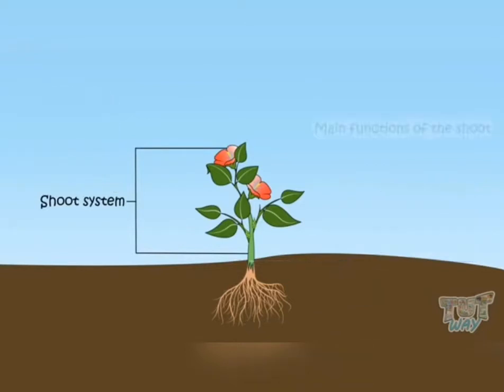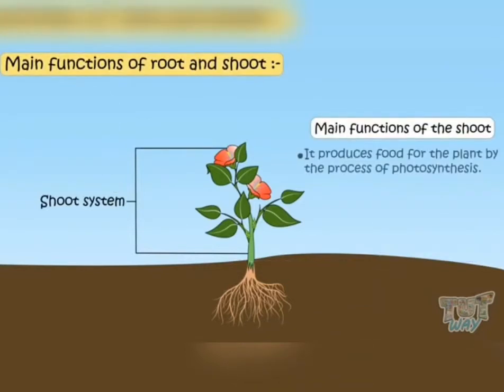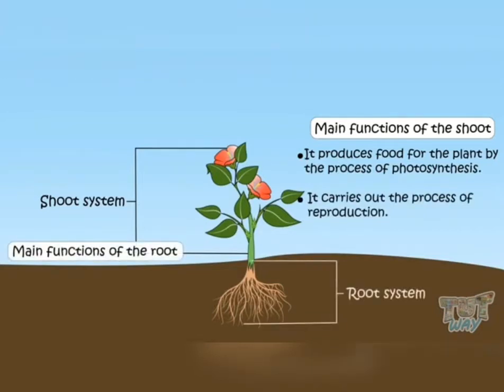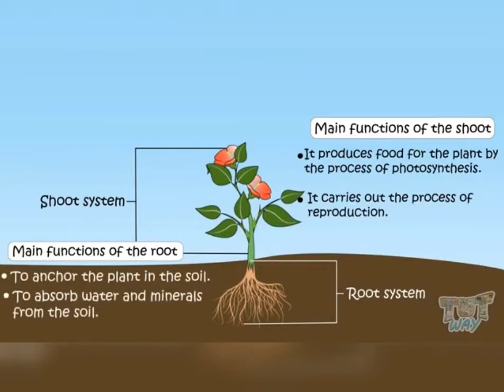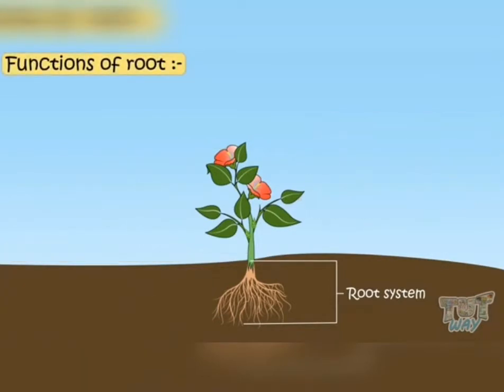The main function of the shoot is to produce food for the plant by the process of photosynthesis. And it carries out the process of reproduction too. The main functions of the root are to anchor the plant in the soil and to absorb water and minerals from the soil, and also to store food in some plants. Now let's learn the function of roots in detail.